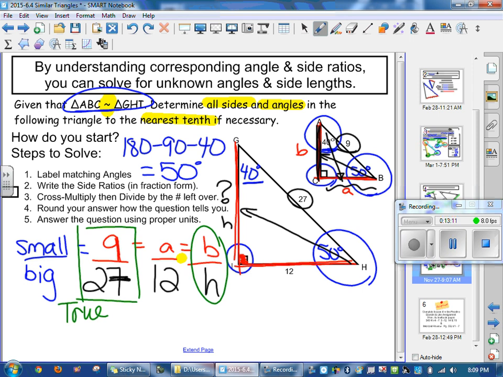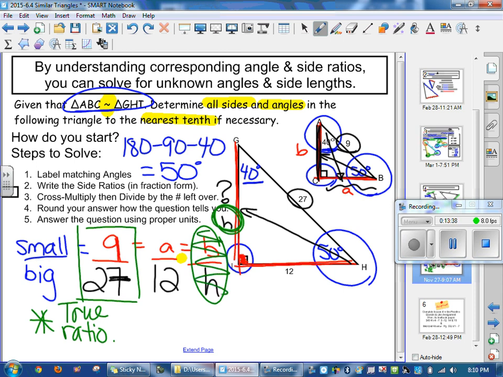Okay, so when you have a complete fraction, number on top and bottom, it's called the true ratio. And this is the one that you use to cross multiply and divide all the time. Now, is it easy for me to find angle A or side H without even having to find what B is? Can I just take this right off and find out what H is?